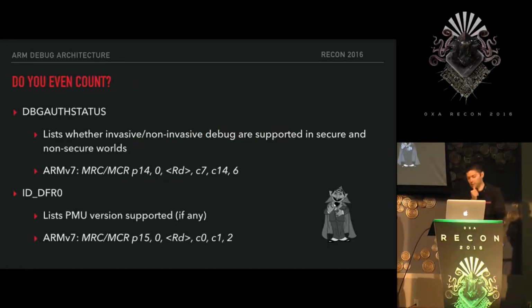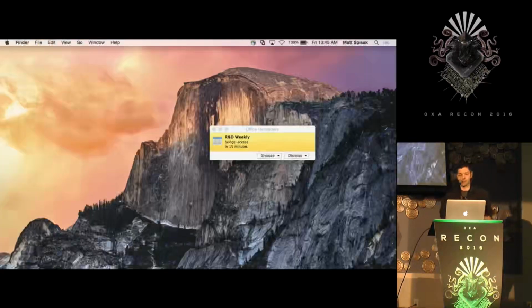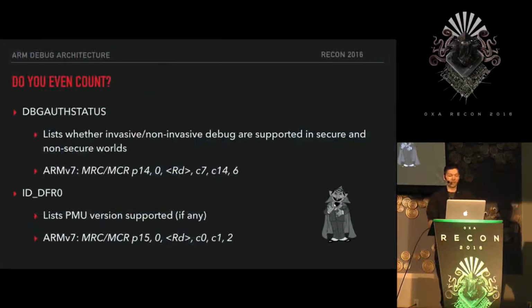So how do you know if a given PMU can count? You can start by querying the debug auth status register, which is in the debug coprocessor, CP14. That will tell you whether invasive or non-invasive debug is supported. Once you realize non-invasive debug is supported, then you can query the debug feature register to get the specific version of the PMU that this particular chip supports. And ARMv8 introduced PMU version 3.